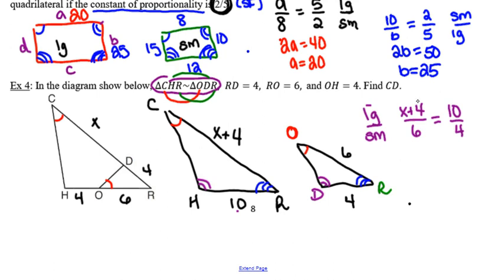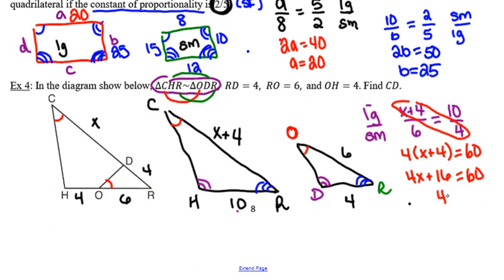I could have written 6 over x plus 4 is equal to 4 over 10. That would have compared the smaller triangle to the larger. That would have done just nicely. Whichever way you choose, you have to be consistent when you write that proportion. So I'm going to go ahead and cross multiply. So going in one direction, I've got 4 times the quantity x plus 4 equals 60, or in other words, 4x plus 16 equals 60. 4x is equal to 44, and so x equals 11.